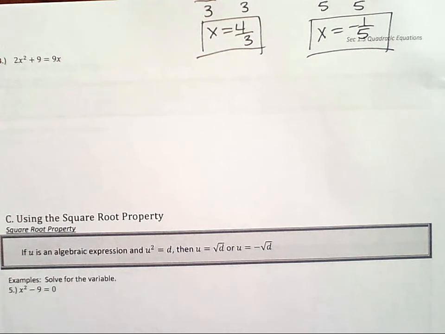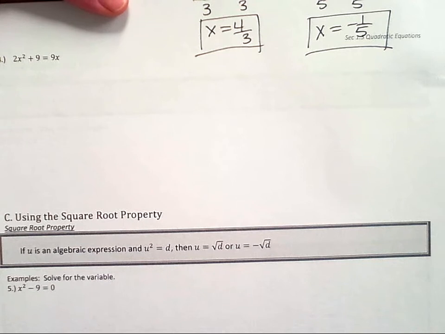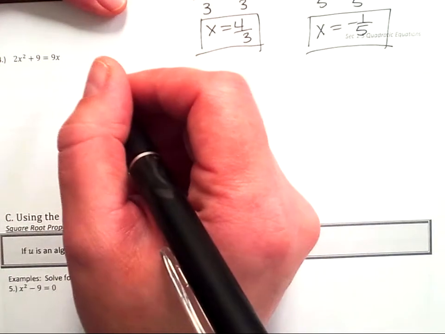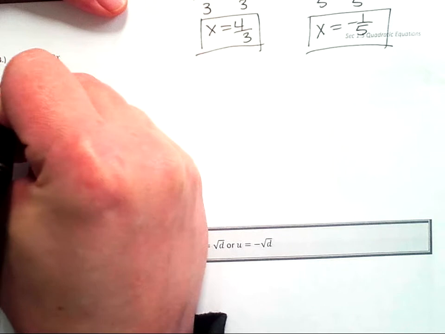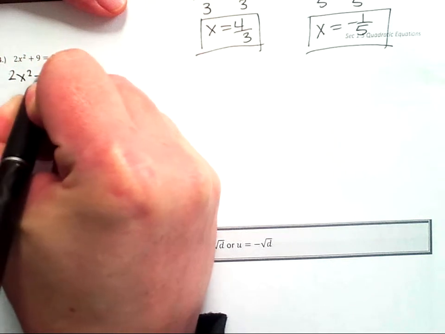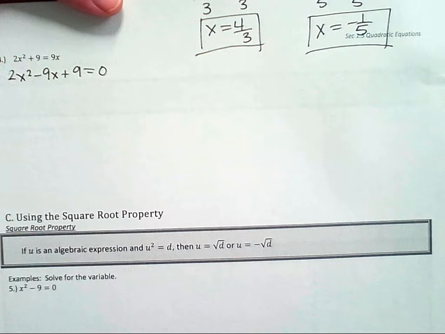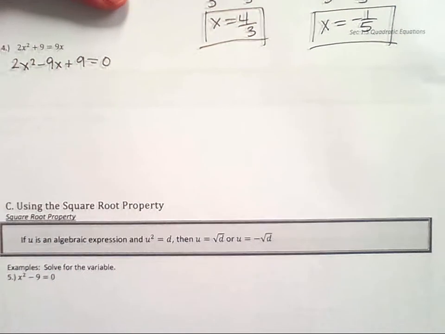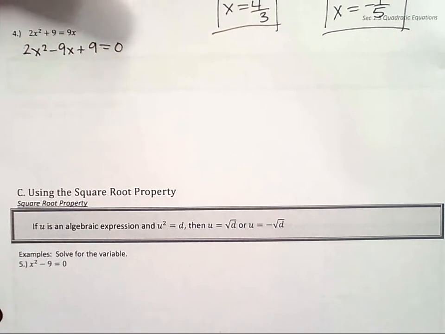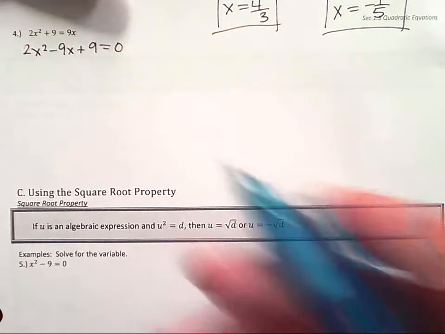Who wants to tell me the first step? Okay. So get it equal to 0, right? What did you guys do next? Next step is factor, right? Somebody tell me how. Walk me through it. AC method, okay.